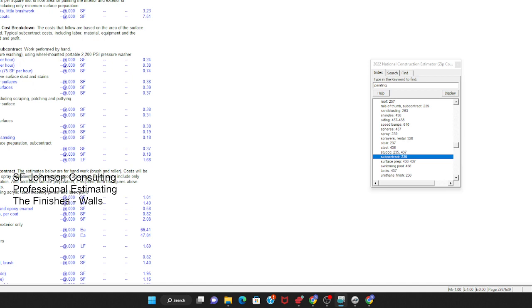All right, so subcontract. Now, work performed by hand, water blasting, pressure washing using a wall-mounted. See, that's why a cost book will really do you well, especially in competitive bidding, especially if you need to get them done very quickly. You don't have time for all that other stuff, and you don't want to leave anything out. And so this is just the cost per square foot.